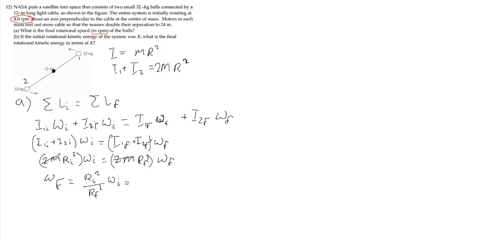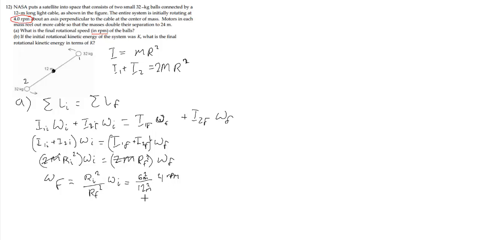So our initial radius is going to be half of this total length, which is going to be 6. So you've got 6 squared over our final radius, which is going to be 12 because it goes up to 24, squared, times our angular velocity, which is 4. There we go, 4 RPMs. This is each going to be in meters.